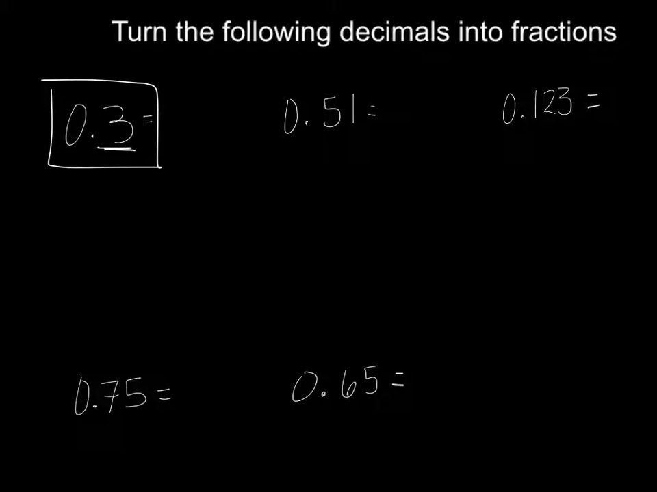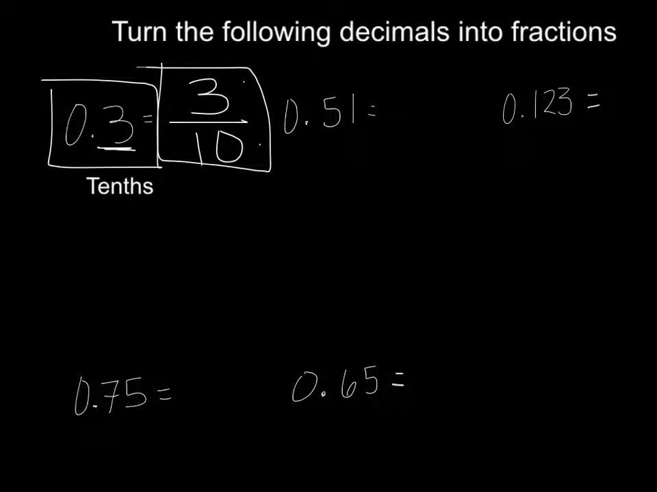And the last place value of the last digit. So the last digit is in the tenths place value. And there are 3 of this number, or 3 tenths. So the decimal 0.3 is the same thing as 3 tenths, which sounds like the fraction 3 over 10. 3 tenths is how we write 0.3 as a fraction. Next problem.